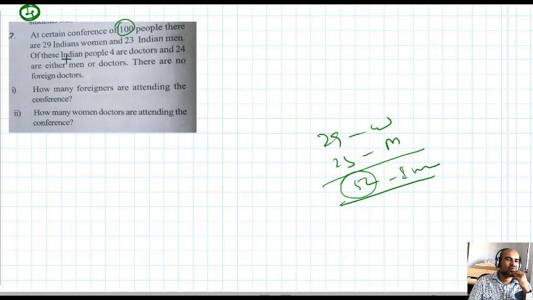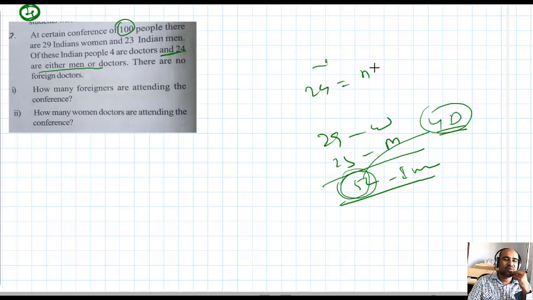Next, among these Indian people, among these 52, 4 are doctors. But male doctor or female doctor is not mentioned, only 4 are doctors. 24 are either men or doctors. This is an important phrase. Either men or doctors means M union D. So 24 is nothing but N of M union D.